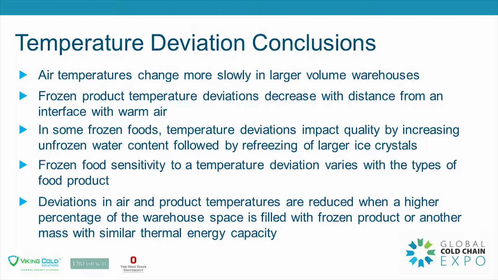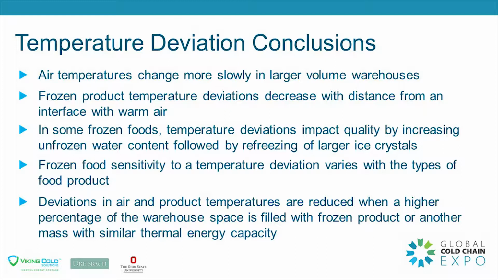In some frozen foods, temperature deviations impact quality by increasing unfrozen water content, followed by refreezing of larger ice crystals. This is the worst case you can have. And we have to do everything possible to reduce this potential impact. Frozen food sensitivity to temperature deviation values varies with the type of frozen food. This is the fingerprint. Each of the products in that one slide has a different sensitivity to temperature fluctuations.